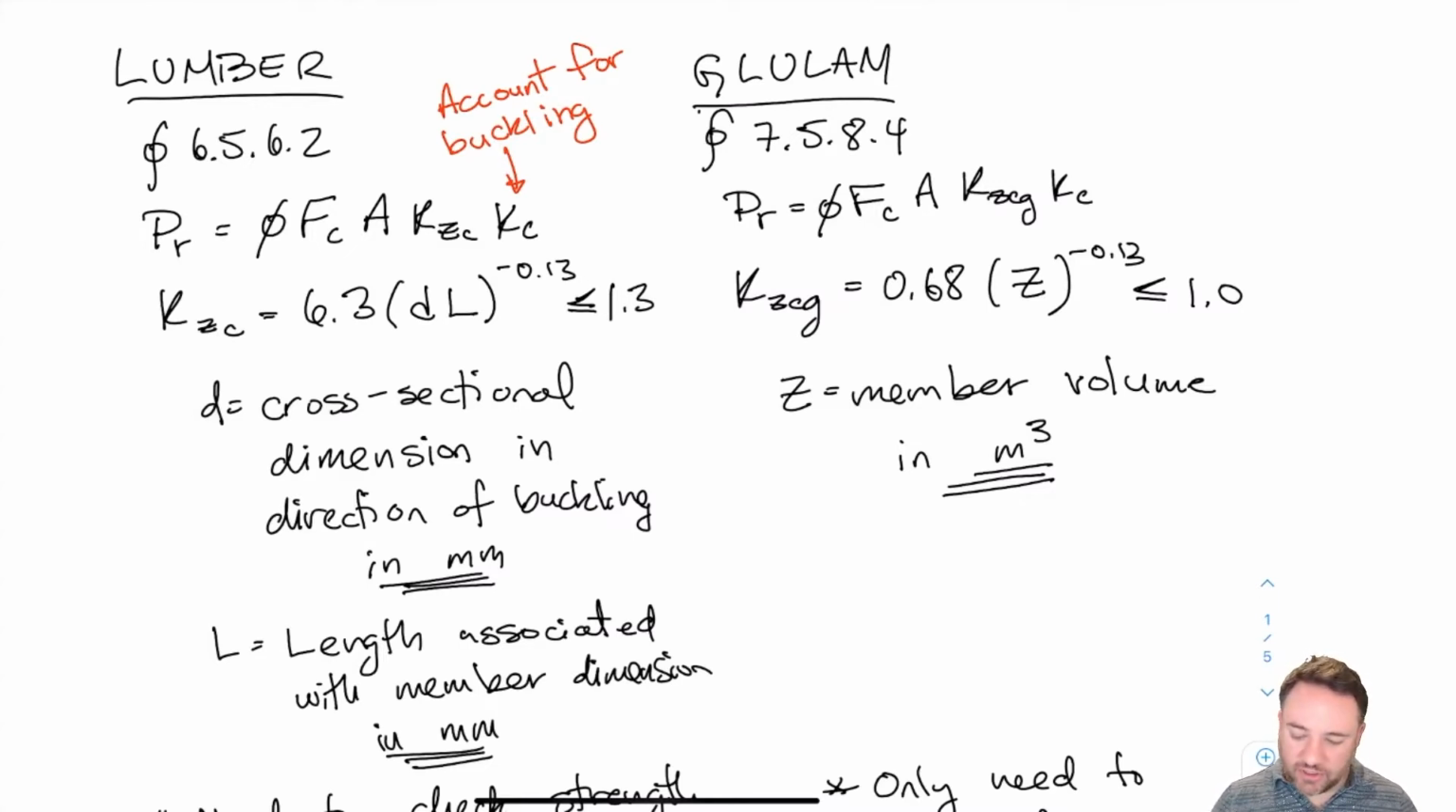So for lumber, I have two KCs. For the KC, I have to use the appropriate size effect factor depending on the direction. Remember that D here is the dimension in the direction of buckling, and L is not the effective length, but the length for buckling in that direction. And so I'm going to do this calculation for PR twice. And then after I do that, whichever one is the minimum is going to be my design compression strength.